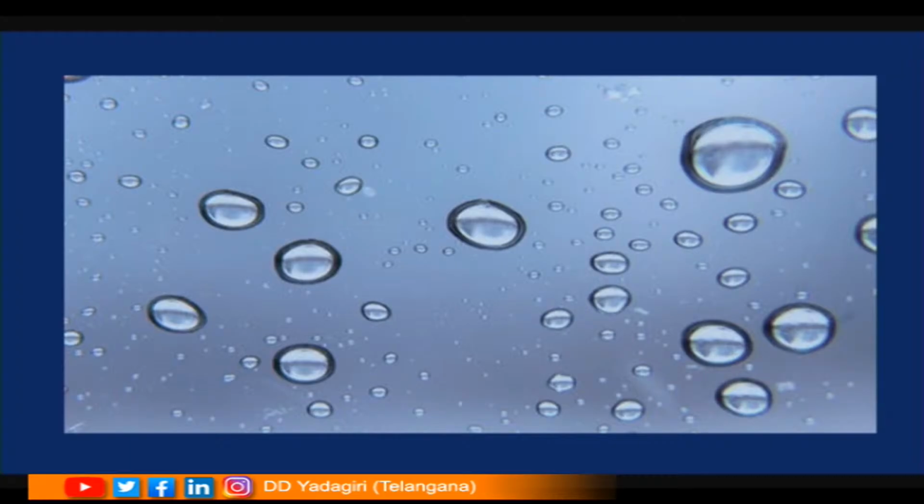Children, see this image. In this image, what do you observe? Yes, we are seeing shining water drops. Do you know the reason behind these two images? Why is the diamond shining brightly? Why do the drops look very shiny? To know the reasons behind this phenomenon, we have to learn about critical angle and also total internal reflection.